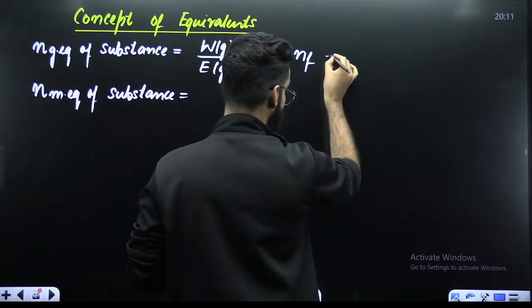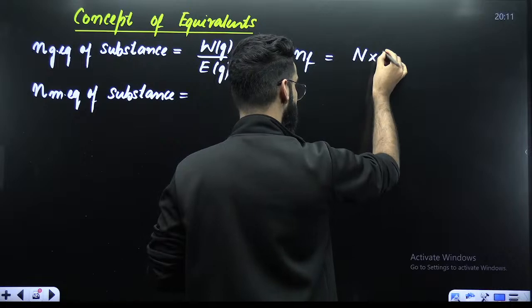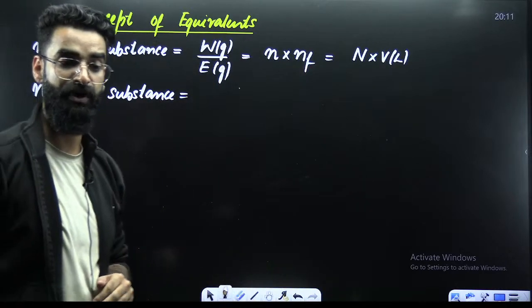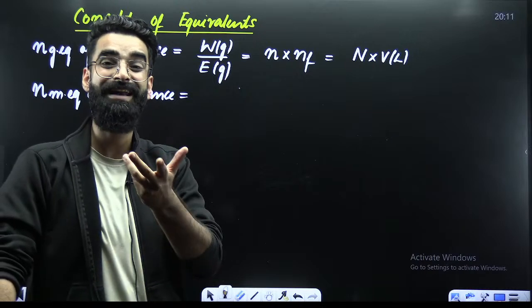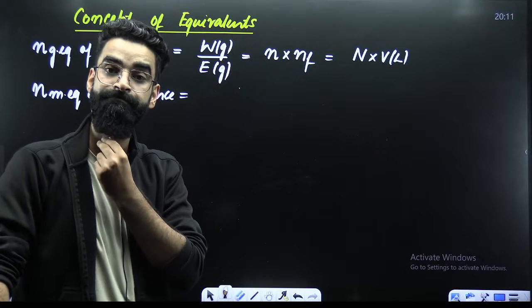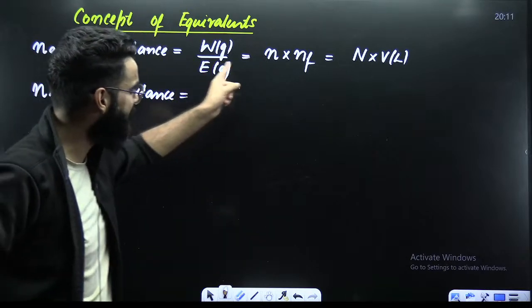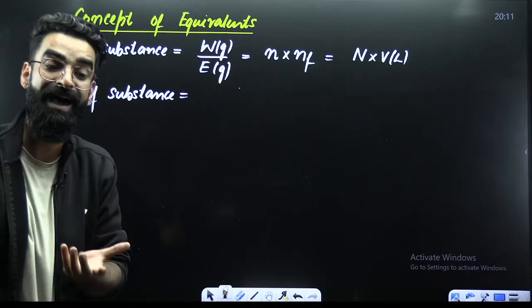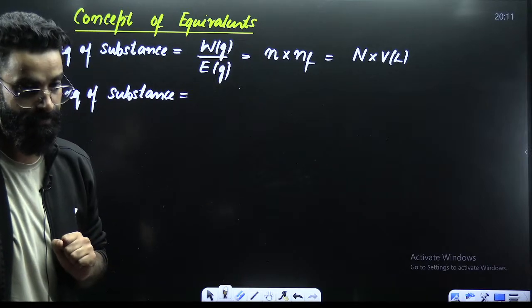The third result: normality of the solution multiplied by volume of solution in liters. That gives me the gram equivalents of solute. These three results I would want you to remember from now onwards to calculate gram equivalents of a substance.